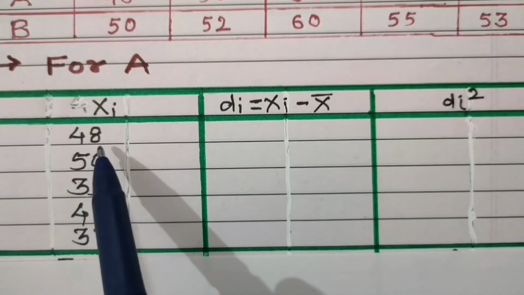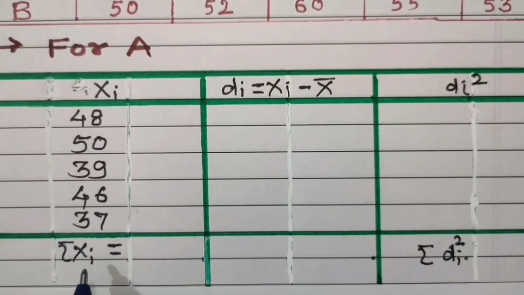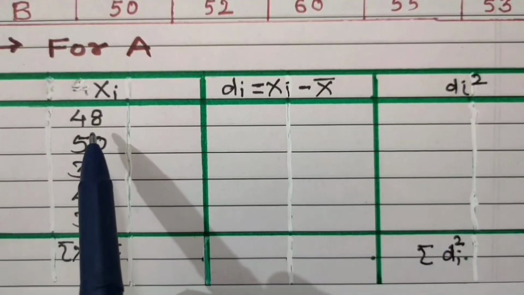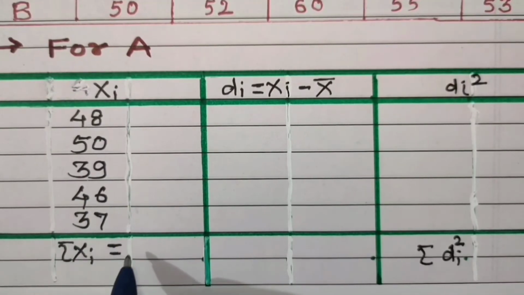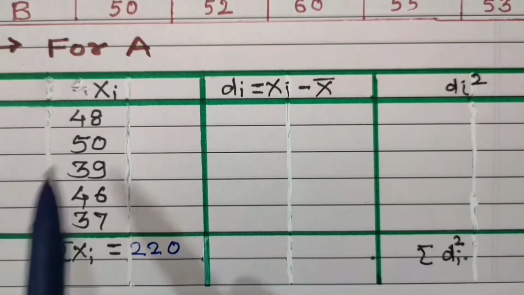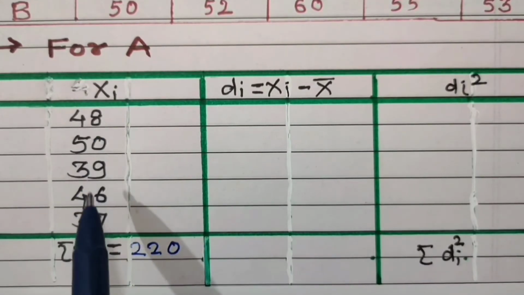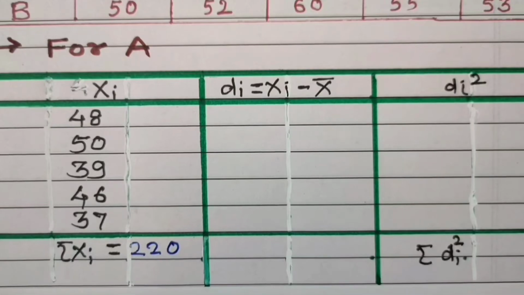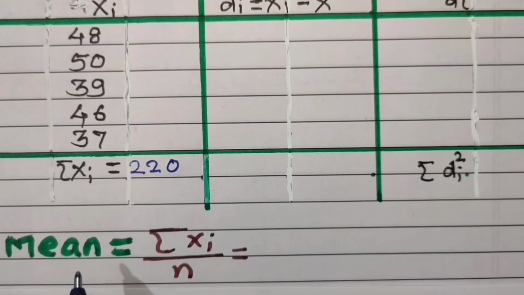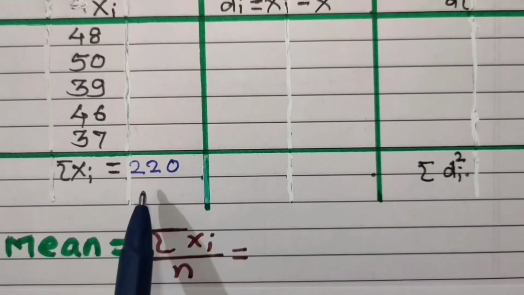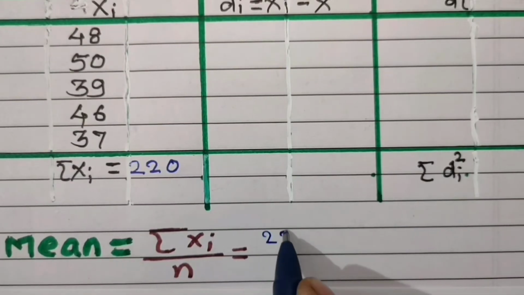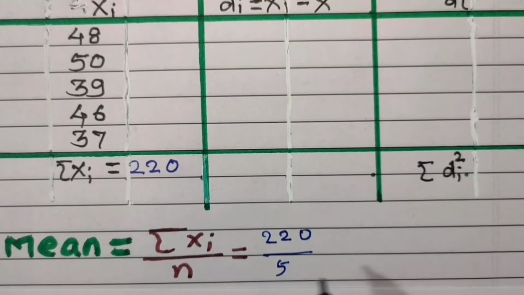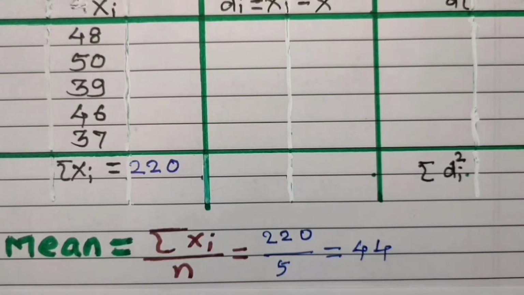Let us take the sum of all these values. Summation of xi is equal to 48 plus 50 plus 39 plus 46 plus 37, which is equal to 220. Number of values are 1, 2, 3, 4, 5. So small n is 5. Now for this data, mean is given by summation of xi divided by n. Summation of xi is 220 and small n is 5. So 220 divided by 5 is equal to 44. Now we have to complete the third column.